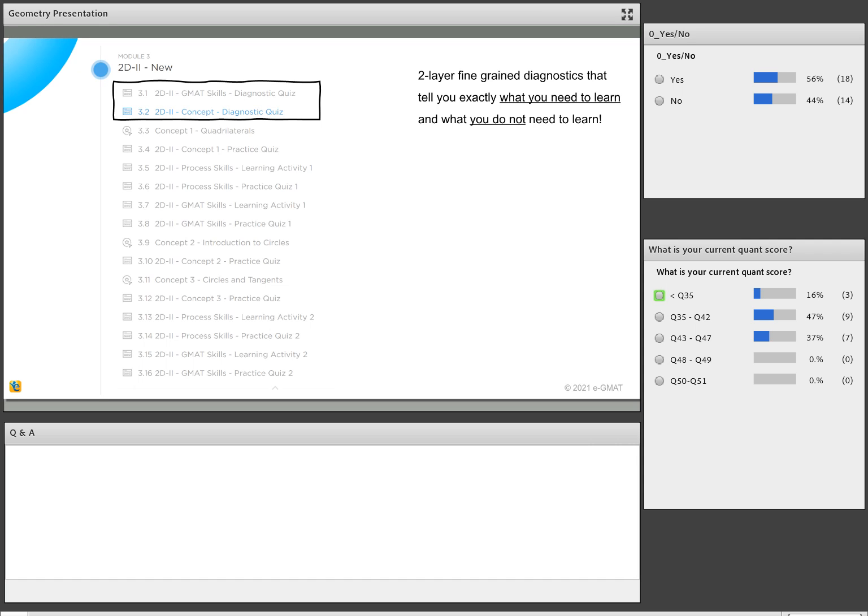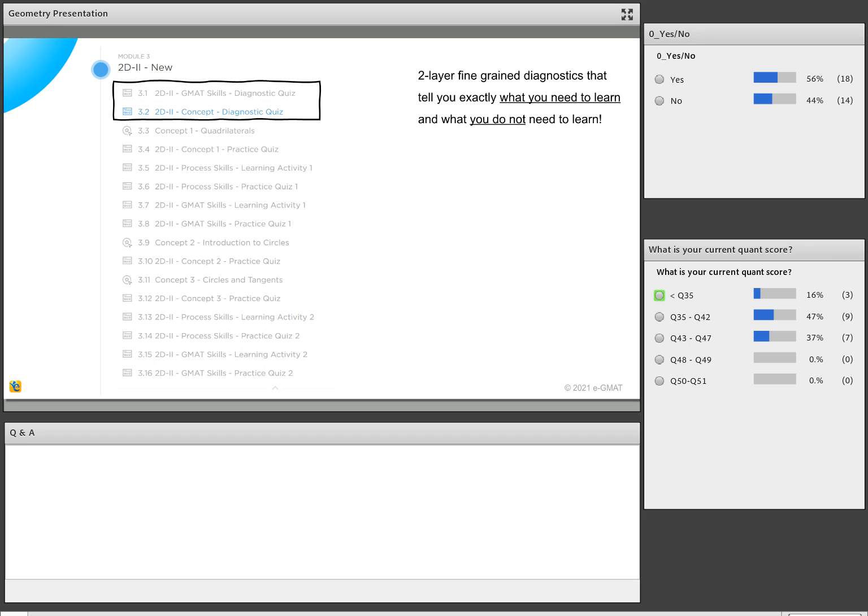As we talked about early on in the session, before you start any module, and I'm not just talking about the geometry course, I'm talking about a specific module in the geometry course, you go through a 2-layer fine-grained diagnostic that tells you exactly what it is that you need to learn. Okay, and what is it that you do not need to learn? Why should you be spending time going through the concept file if you are 100% confident about those concepts?